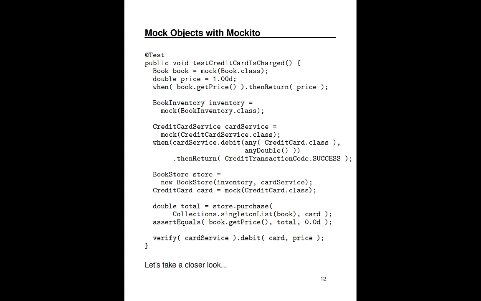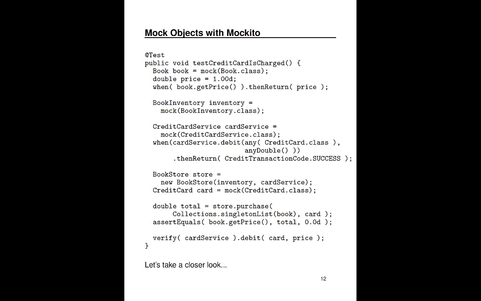Then we're going to create a mock credit card, and we're going to call the purchase method by sending it the mock book and the mock credit card. And the purchase method will execute as it normally does, again, interacting with these mock objects. It doesn't care that the book that's passed in, or the credit card, or the book inventory, or the credit card service are all mock objects. It just invokes the methods on them, and the mock objects return the behavior that the test wants. Again, we're going to assert that the total amount of the purchase is the purchase price of the one book.